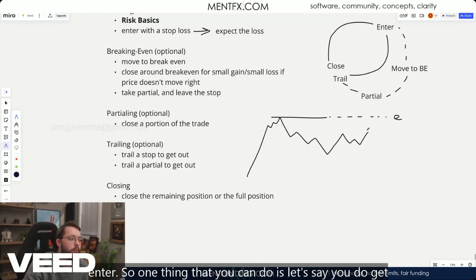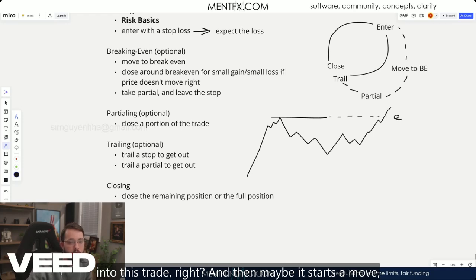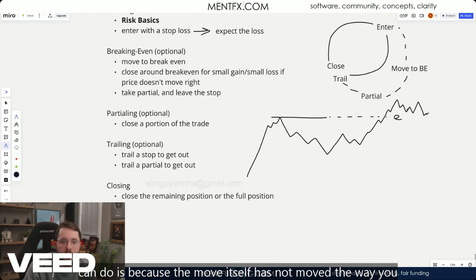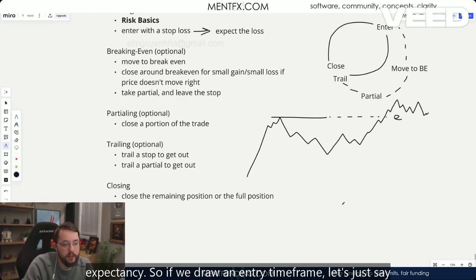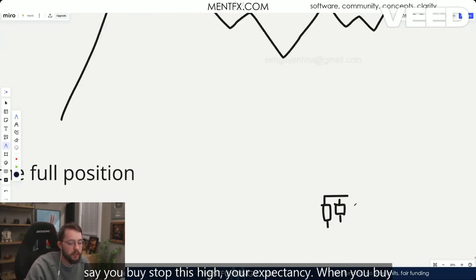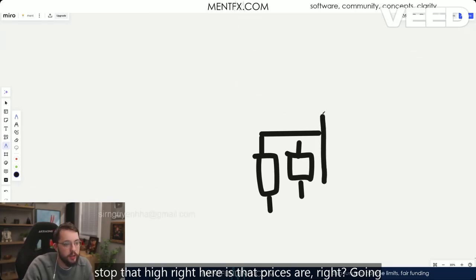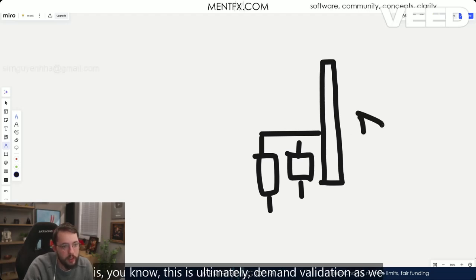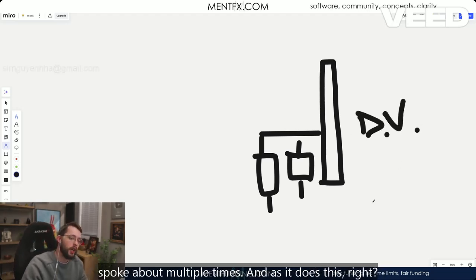All right, here it is. I want to enter. So one thing that you can do is, let's say you do get into this trade, right? And then maybe it starts to move, whatever, and then it kind of drizzles out. And then maybe it's like this, something like this, right? What you can do is, because the move itself has not moved the way you wanted it to move, because you already have an expectancy. So if we draw an entry time frame, let's just say the entry time frame looks something like this, right? Let's say you buy stop this high. Your expectancy when you buy stop that high right here is that price is going to do something like this when you're correct, right? This is ultimately demand validation, as we spoke about multiple times.